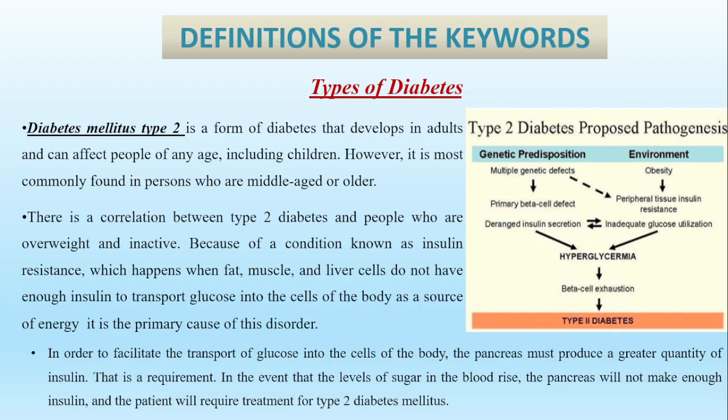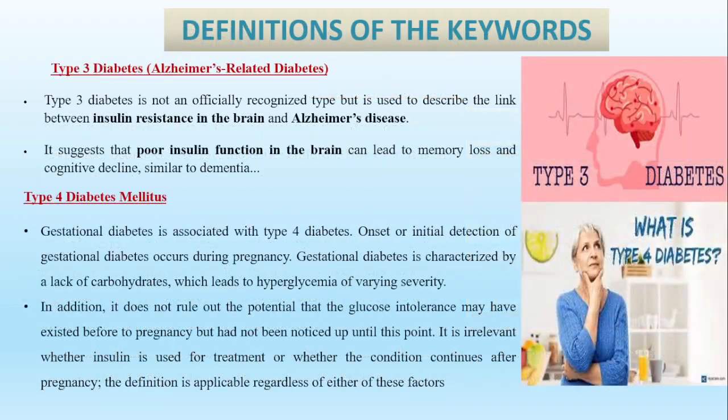In order to facilitate the transport of glucose into the cells of the body, the pancreas must produce a greater quantity of insulin. That is the requirement. In the event that the level of sugar in the blood rises, the pancreas will not make enough insulin and the patient will require treatment for type 2 diabetes mellitus. Now, the third type of diabetes: Alzheimer's-related diabetes.